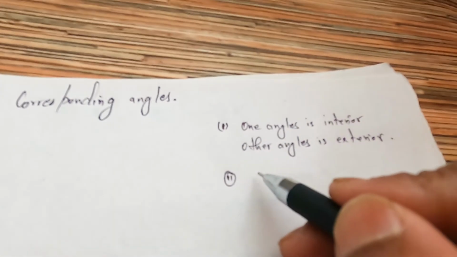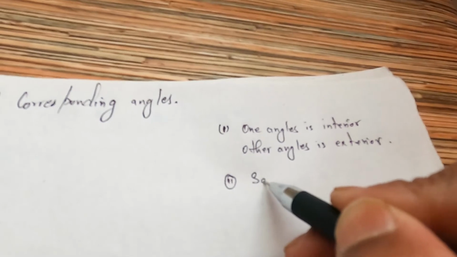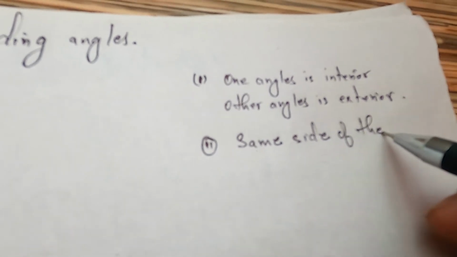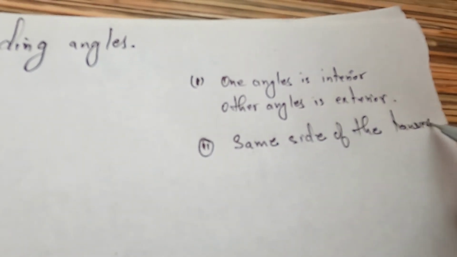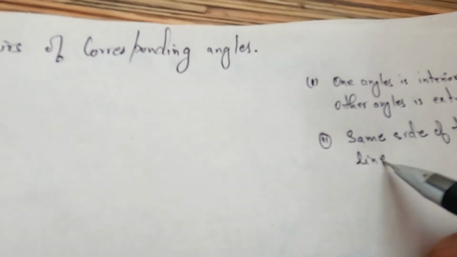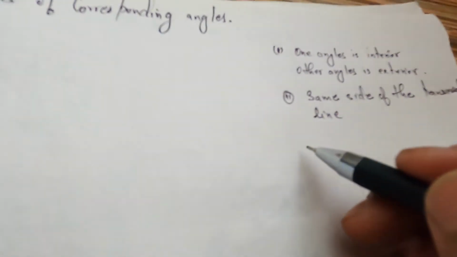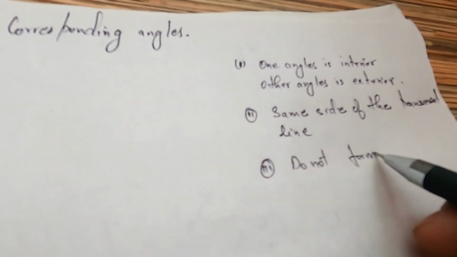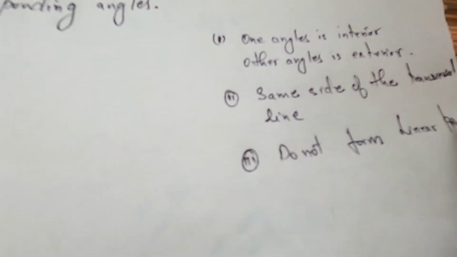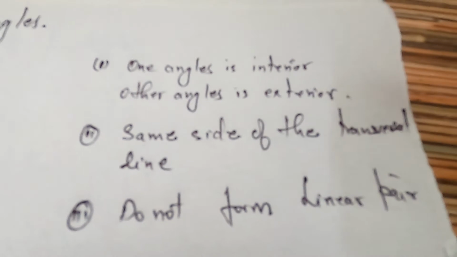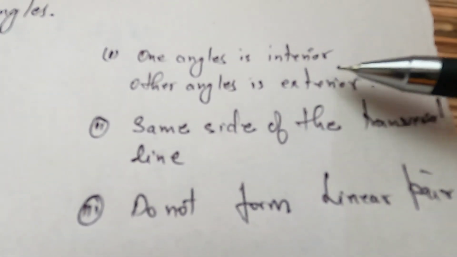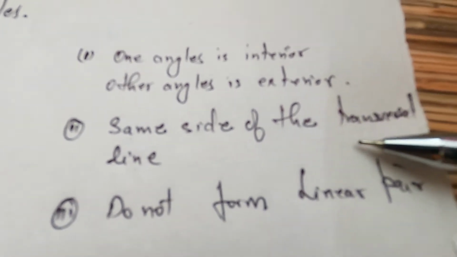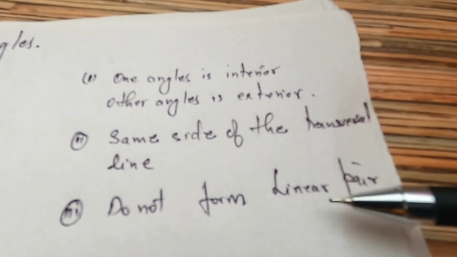Condition number two, they are on the same side of the transversal line. All right, so I will explain it to you. And the third condition is they do not form linear pair. So these are the three conditions. One angle is interior, the other angle is exterior. Both the angles are on the same side of the transversal line. And the third condition is they do not form linear pair.